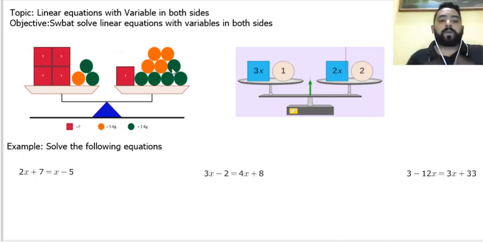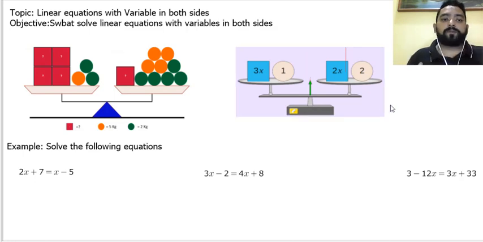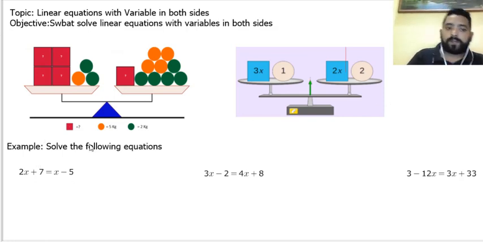So for this one we are going to use a specific procedure to solve it. And on the other side, with this weight scale, we have 3x plus 1 and 2x plus 2. That means that we're going to try to find the value for x, the unknown value. That's going to be our work. So I'm going to give you some examples to understand these two-way scales better.